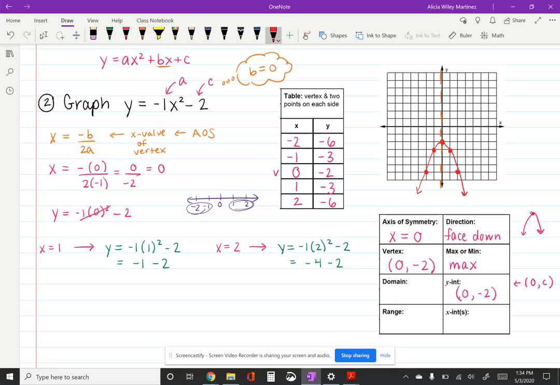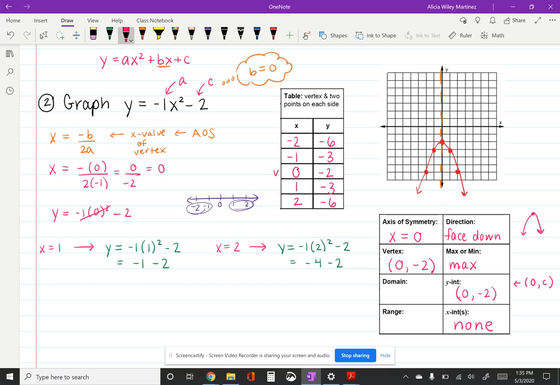and get our parabola. When you draw your parabola, it should be a curve. Make sure that it's not V-shaped, and there should be arrows at the end indicating that this keeps going on forever and ever. Now you'll notice that this does not cross the x-axis at all, so that means that there are no x-intercepts. So I'm just going to put none.